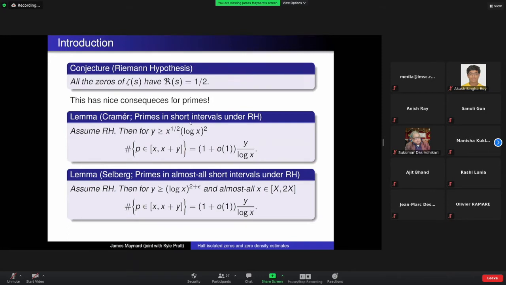Two of my favorite consequences are, first, that you get almost Legendre's conjecture, that there's a prime between any two consecutive squares. If you're looking at primes in intervals of length slightly larger than the square root of x, then you get an asymptotic formula for the number of these primes automatically if you assume the Riemann hypothesis. And then there's also a result of Selberg, where you get an asymptotic for primes in almost all short intervals, provided your intervals are a bit bigger than log of x all squared.